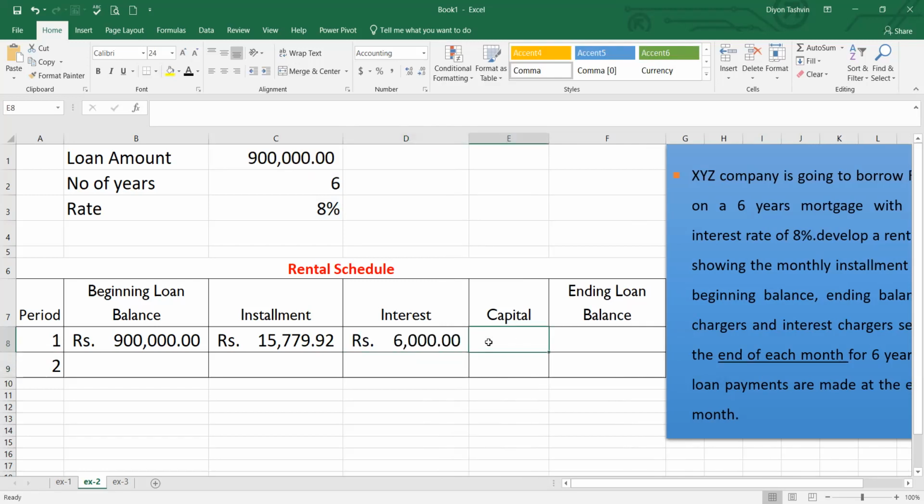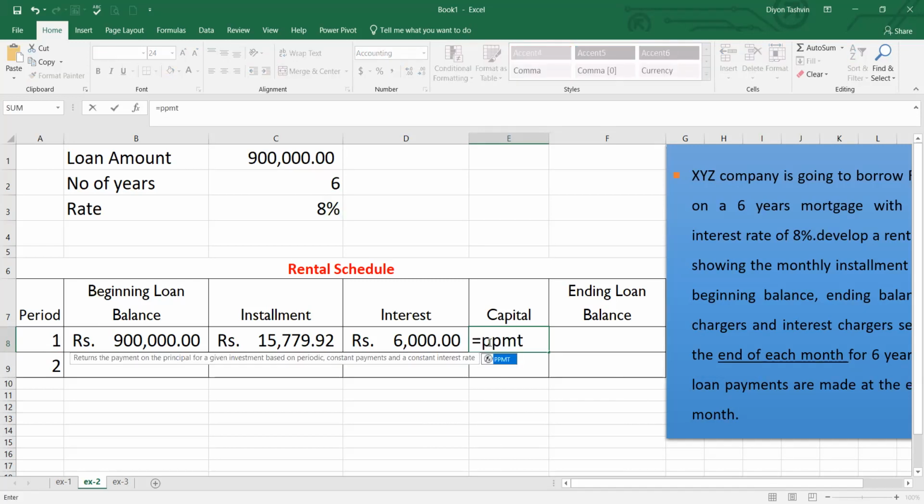Then we have to calculate the capital. To calculate the capital, we can use the PPMT formula. This is the financial formula which calculates the principal on payment or the capital amount. So what we are going to do, first we have to select the rate.